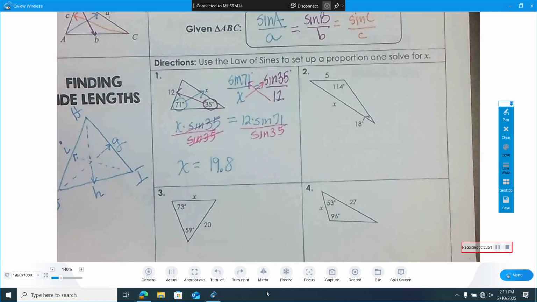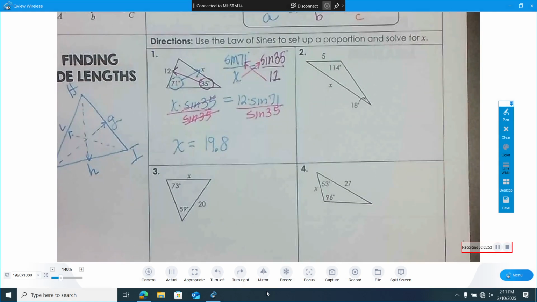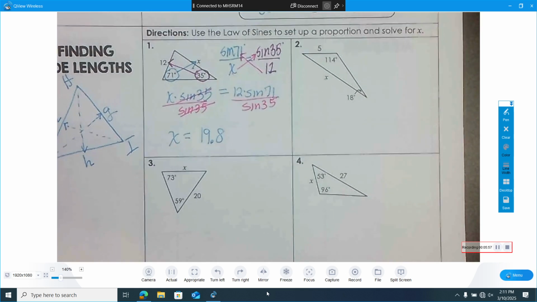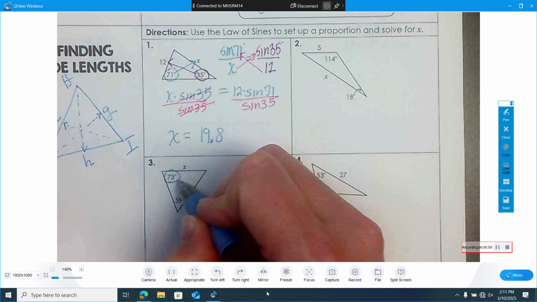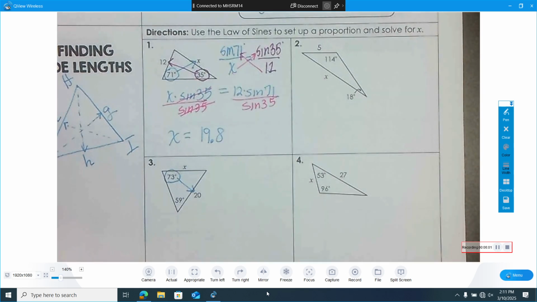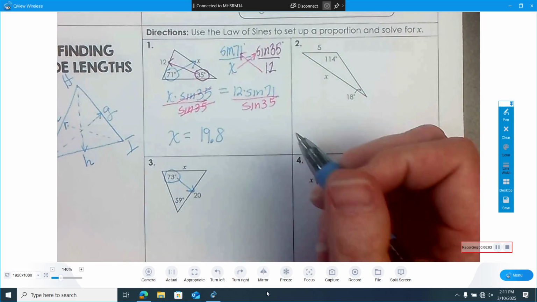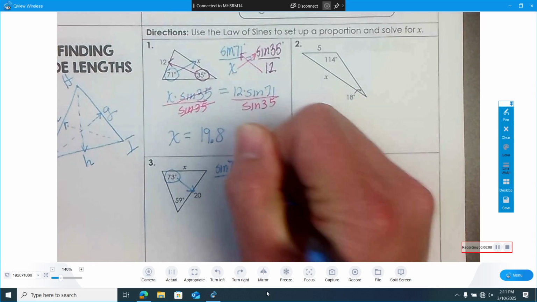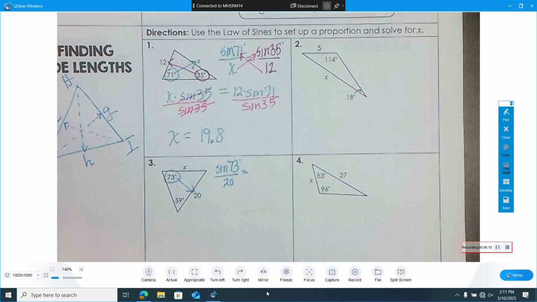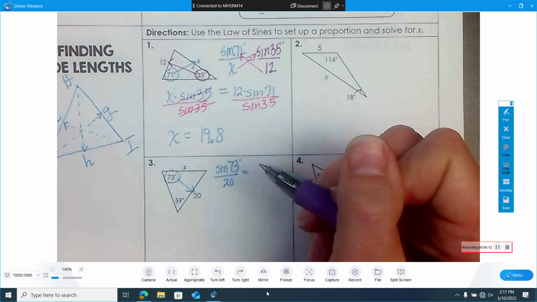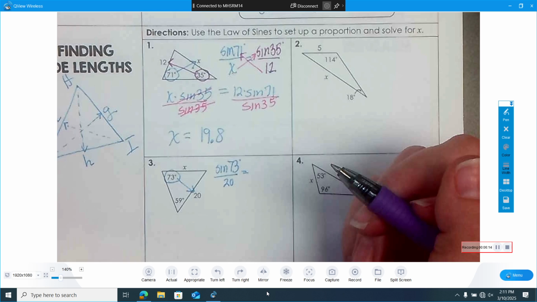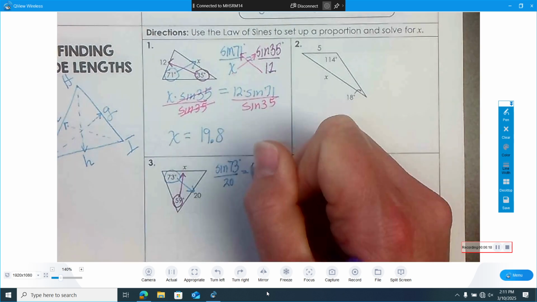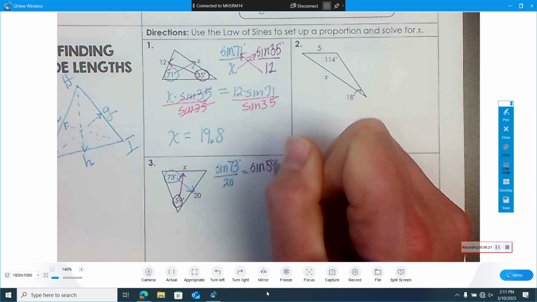Alright. Let's look at number 3. I have a 73 and I have its opposite side of 20. What can I write? Sine of 73 over 20 is equal to sine of 59 degrees over x.